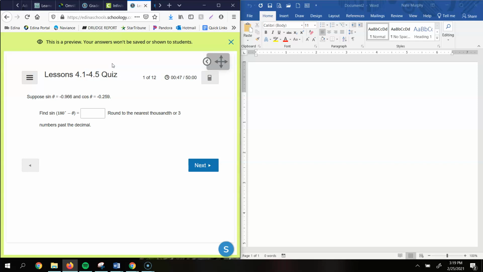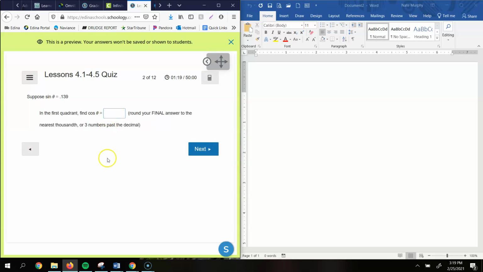So this particular property where we have the sine of 180 minus theta, this is the Supplements Theorem. So the sine of 180 minus theta is equivalent to the sine of theta. So we know the sine of theta is negative 0.966, so my answer for this would just be negative 0.966, or without the zero, it'd be the same answer. So again, you would get that from your notes, making sure you know these different theorems.